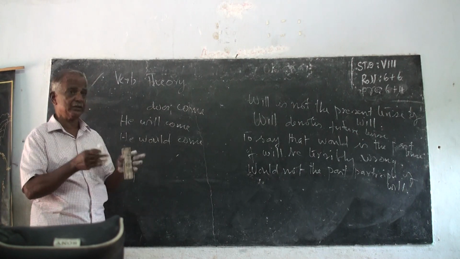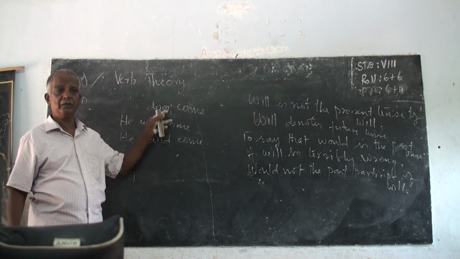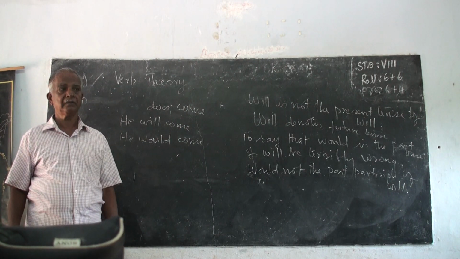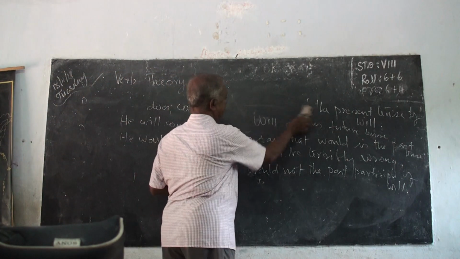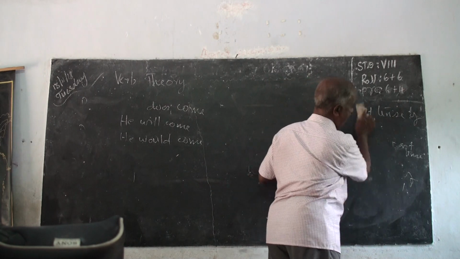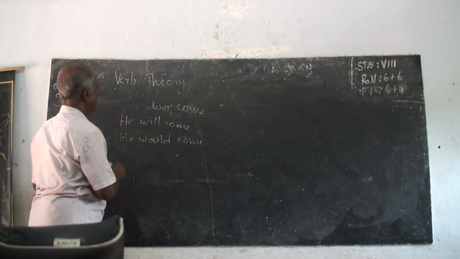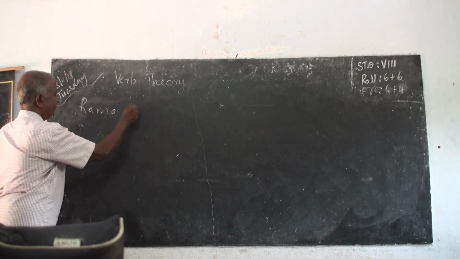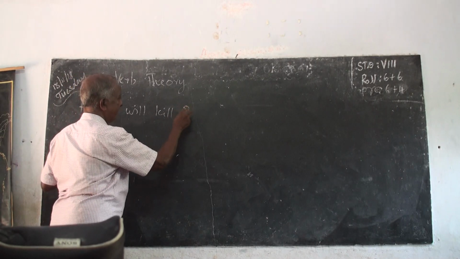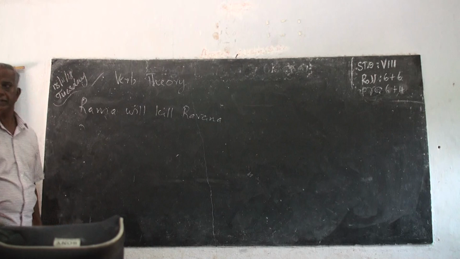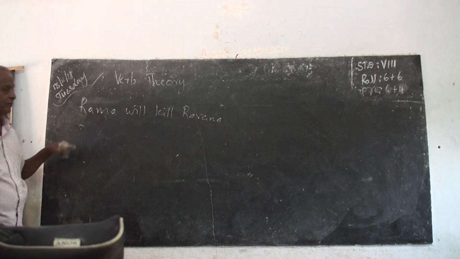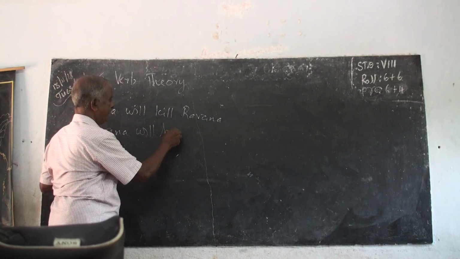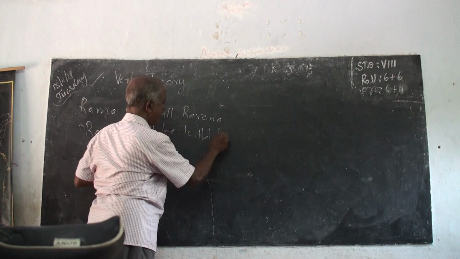You must know, there is no word corresponding to do, does or be, is, was, are for the future tense. So how will you convert active voice into passive voice? Rama will kill Ravana. Ravana will be killed by Rama.